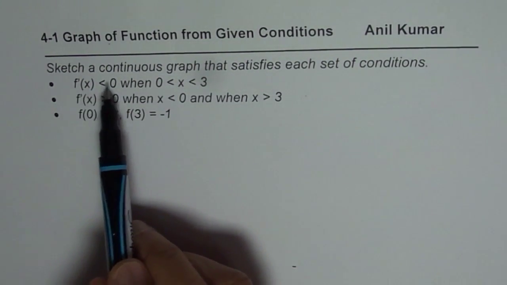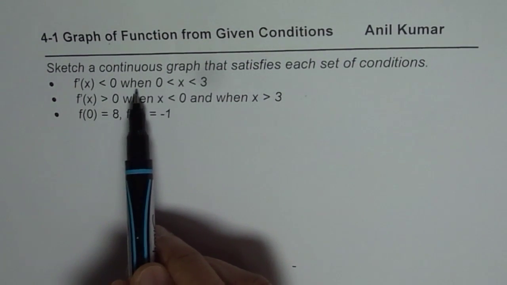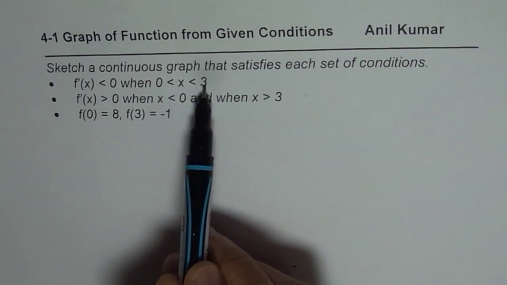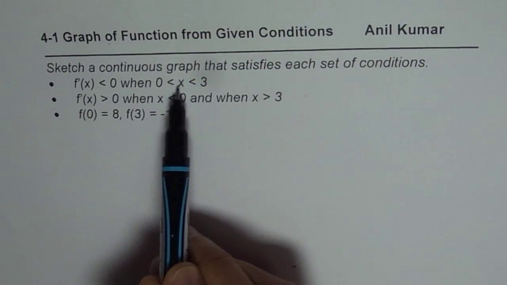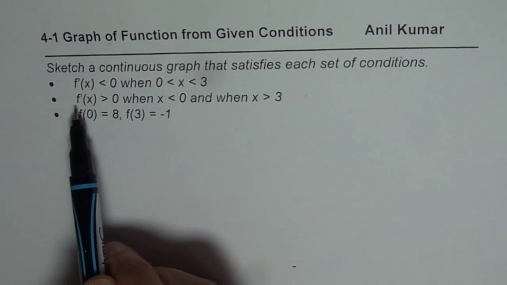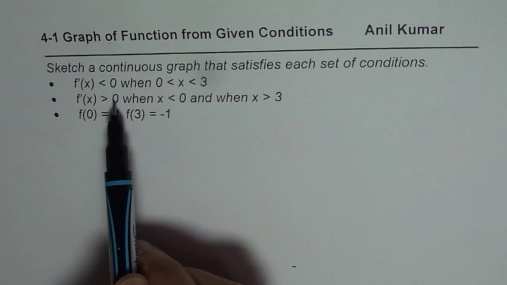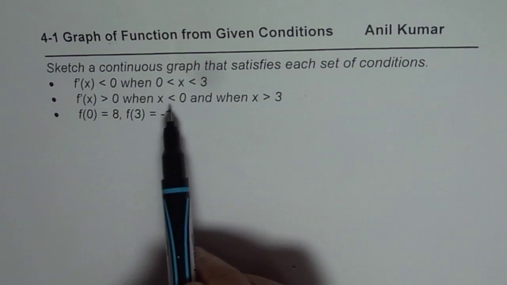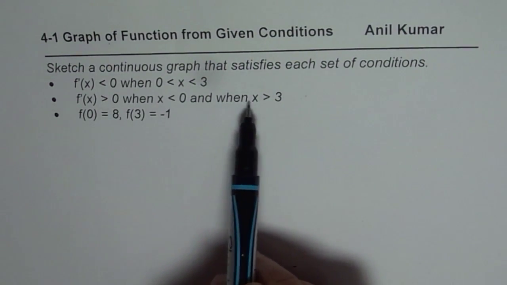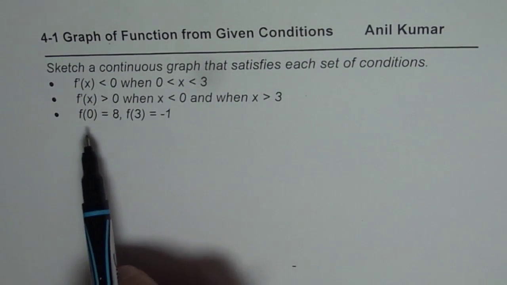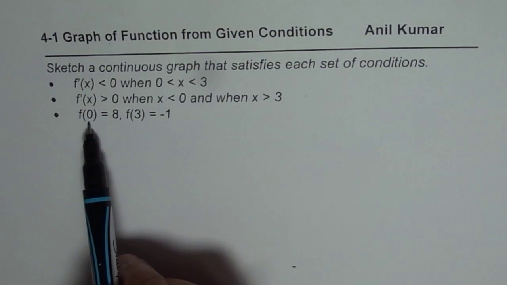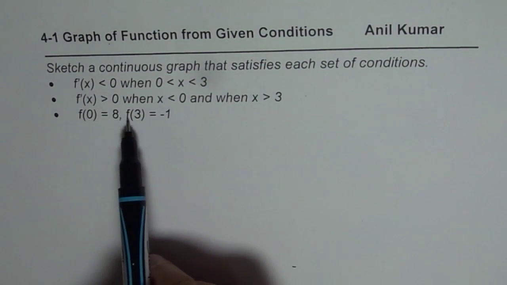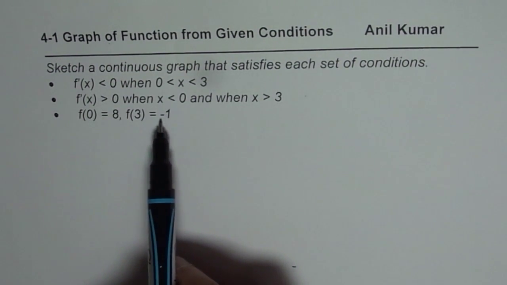f prime x is less than 0 when x is between 0 and 3. That means the derivative of the function is negative when x is between 0 and 3. Then it says the derivative is positive, greater than 0, when x is less than 0 and when x is greater than 3. And then the value of the function at 0 is 8 and the value of the function at 3 is minus 1.